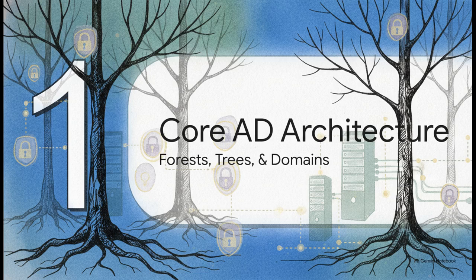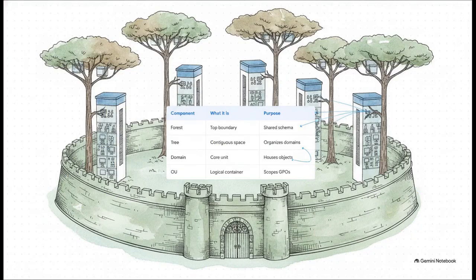Section 1, the core AD architecture. We'll be understanding forests, trees, domains, and OUs. Okay, so think of your network kind of like a giant physical building. Right at the very top, you've got the forest. That is your absolute outermost security boundary. Inside that forest, you have trees and domains, and these act as your core administrative units. And then finally, at the most granular level, you have organizational units, or OUs. This is where you actually group together your users and computers so you can apply specific policies to them.